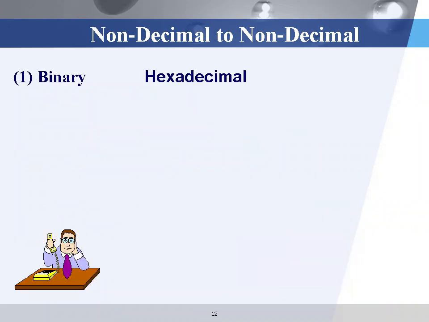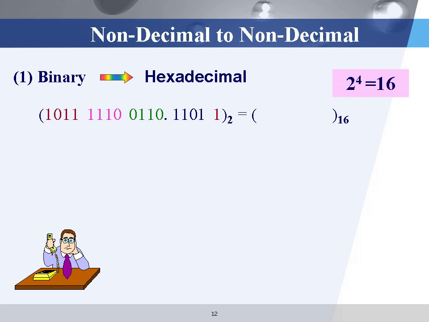From binary to hexadecimal, it's quite similar to the relationship between binary and octal, because 2 to the 4th power is actually 16. So this time, we are going to make groups of 4 digits. We start from the radix point, and then we make groups. This will be the first group, second group, third group. This will be the first group and second group. After we calculate, we get BE6 for the integer part, and D8 for the fractional part.